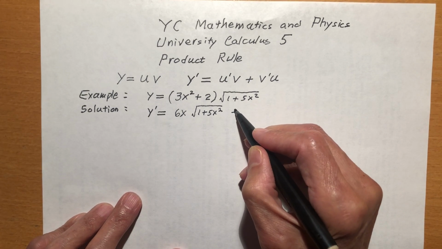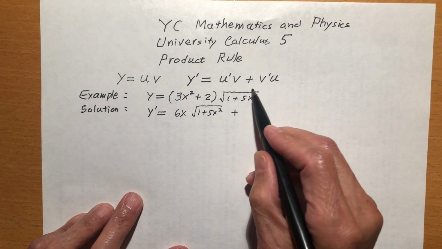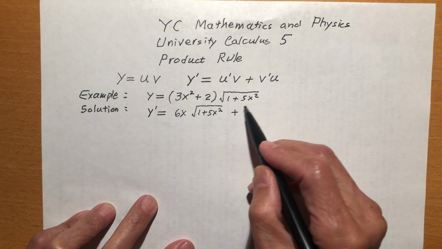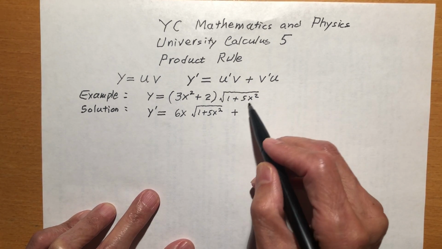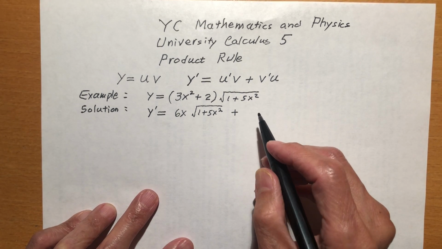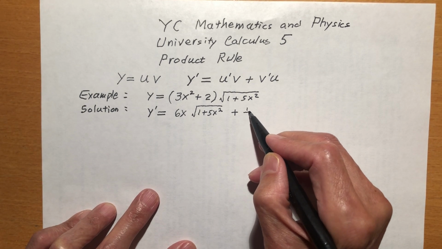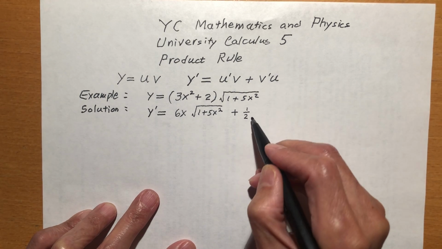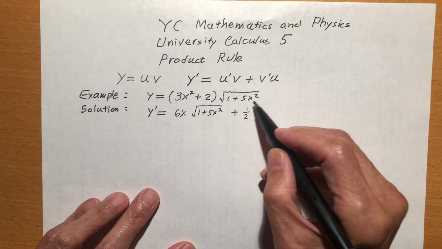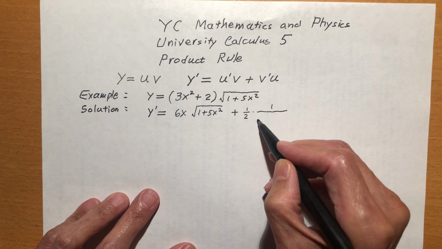Now, the second part is v prime u. V is this part. So we need to do the derivative of this part. Remember, this is a square root, which means the exponent is 1/2. So we use the power rule. So 1/2 goes to the front, and then multiply 1/2 minus 1. 1/2 minus 1 is negative 1/2. So it goes to the denominator.